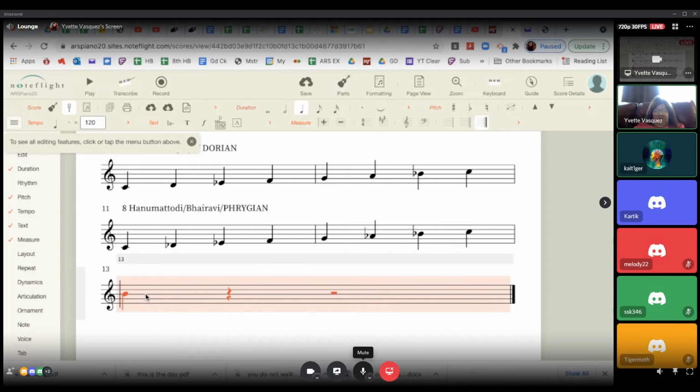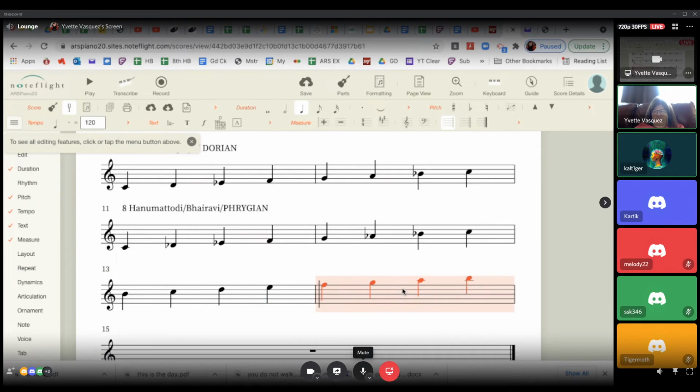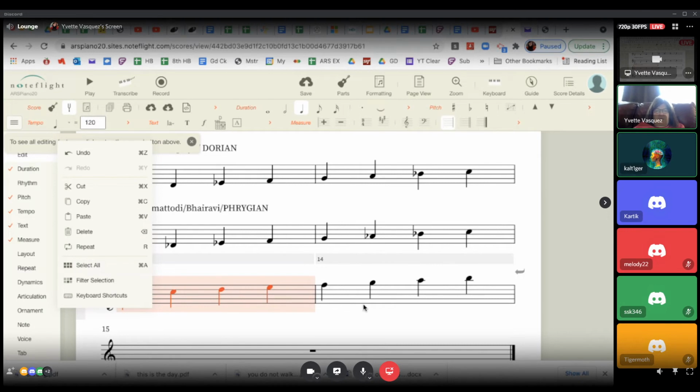And it starts, hold on here. Okay, and let me transpose this. And it will help us so it's not so high.